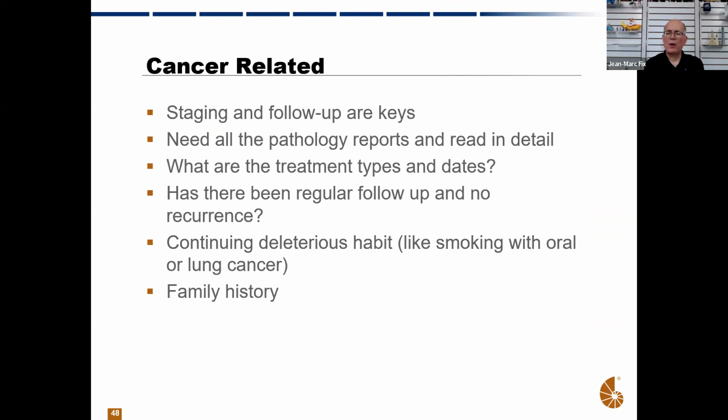How good is the follow-up? Is the treatment up to date? Has there been no recurrence, obviously? Has the person continued the bad habit, like smoking when you're a lung cancer survivor, or for that matter, if you're a heart attack survivor? Those are important. Then family history is a good indicator for a number of cancers. A heavy family history of cancer is generally something to worry about.